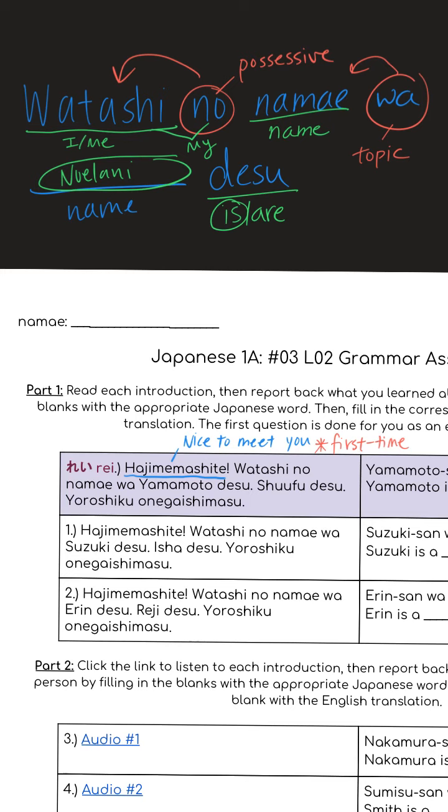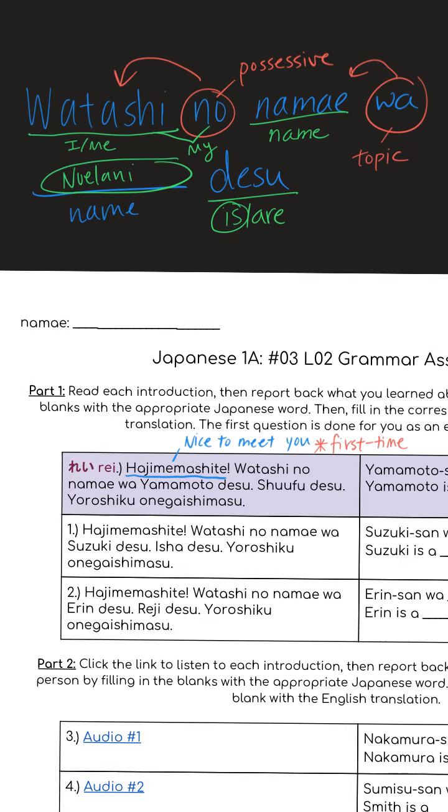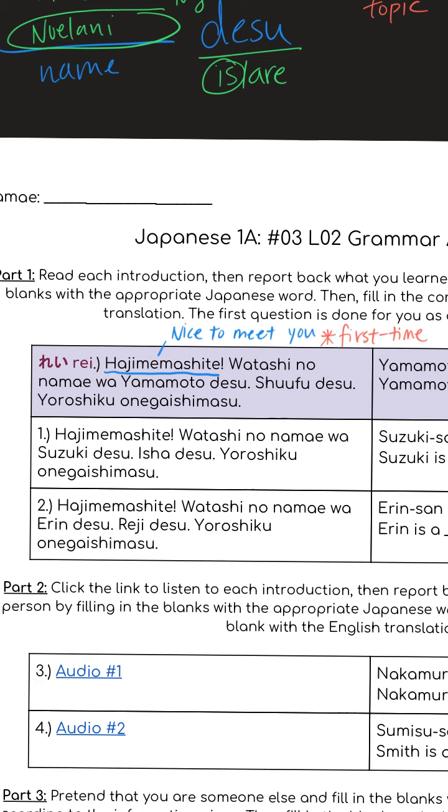Okay, so now that we have this sentence broken down, we can look at the rei and see what they're saying here. So, again, the person says, Watashi no namae wa Yamamoto desu. Okay, so watashi no, my. Let me use blue instead, that's hard to read. So my name is Yamamoto. So this person is saying, my name is Yamamoto.